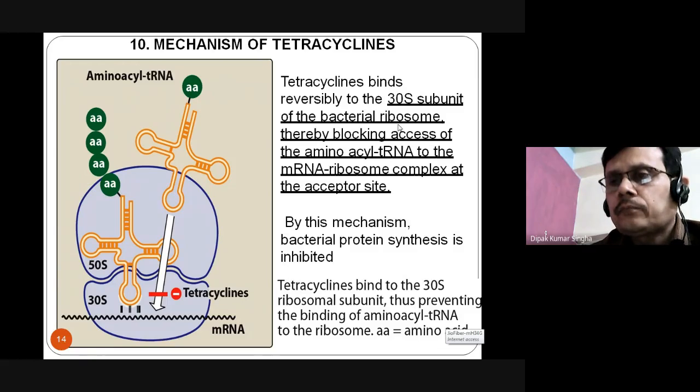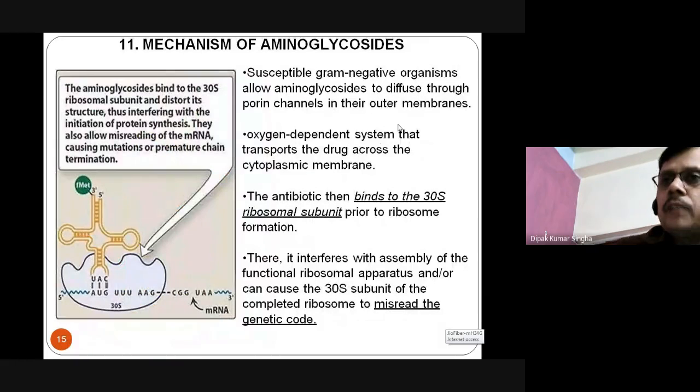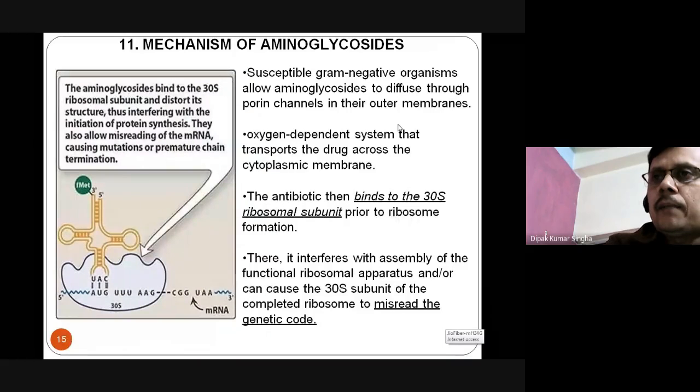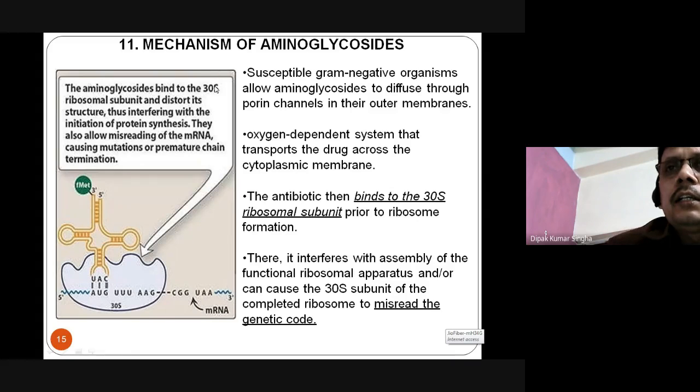By this mechanism bacterial protein synthesis is inhibited. Tetracycline binds with the 30S ribosomal subunit, thus preventing the binding of amino acyl tRNA. Mechanism of the aminoglycosides: susceptible gram-negative organisms allow the aminoglycoside to diffuse through the porin channel in the outer membrane, and an oxygen-dependent system transfers the drug across the cytoplasm. The aminoglycoside binds the 30S ribosomal subunit, distorts the structure and thus interferes with the initiation of protein synthesis, and also causes misreading.